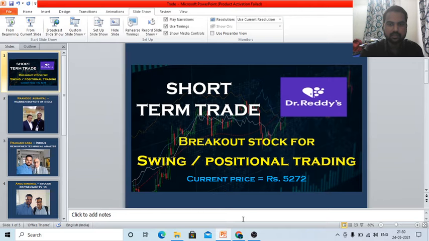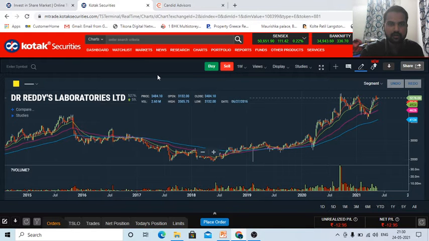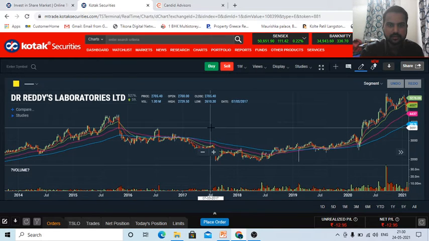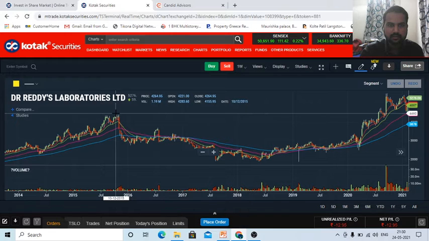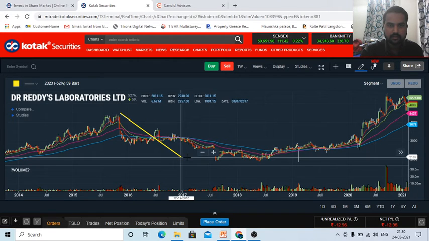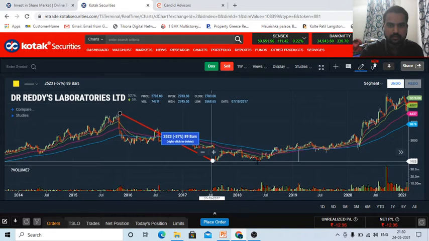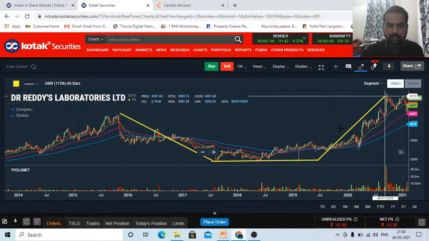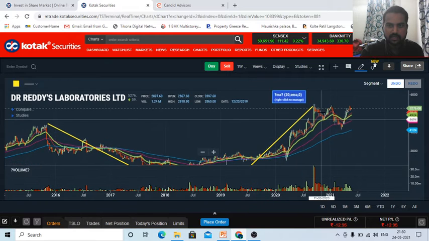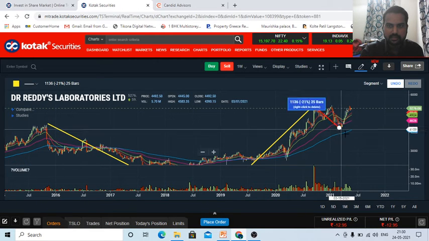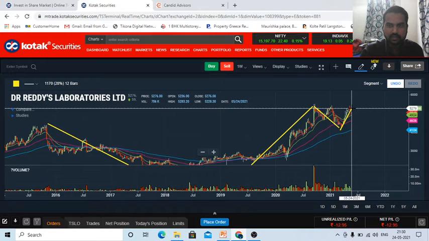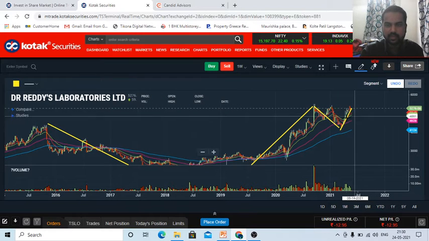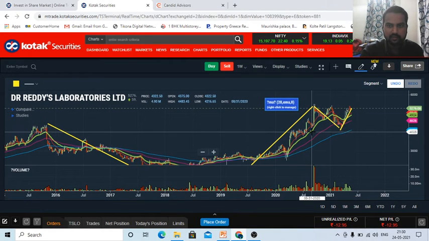Now let's quickly go to the charts of Dr. Reddy's. So this is a weekly chart. Now on this weekly chart, as you can see, this is a very high probability pattern which is called a cup and handle. This is a cup and this is a handle in the making. It has not given a breakout, but we are anticipating a breakout, and if the breakout happens, the rally will also be very big.